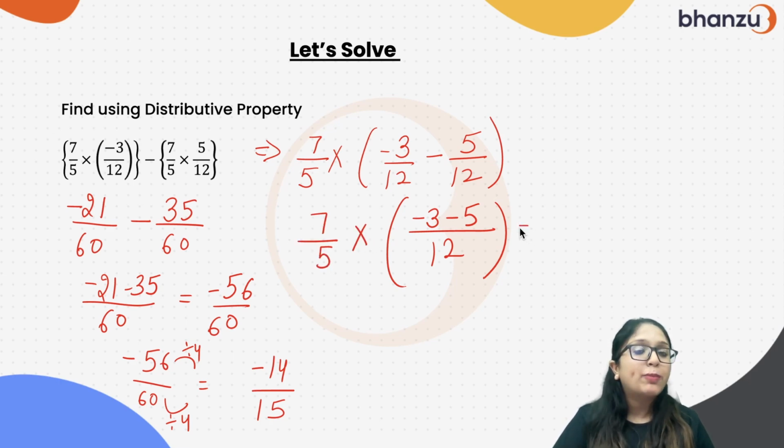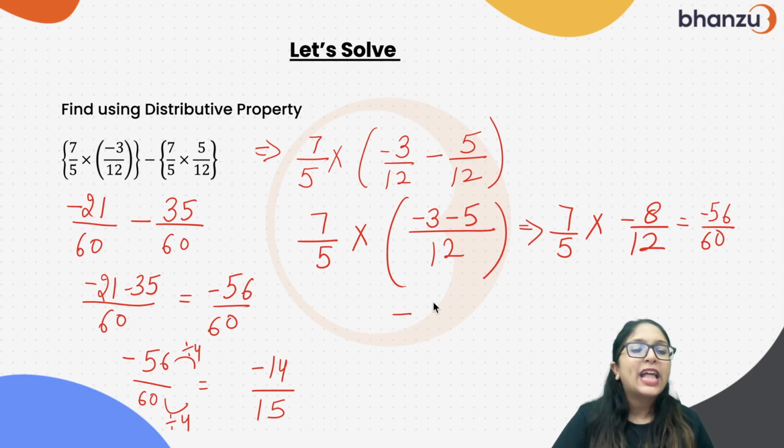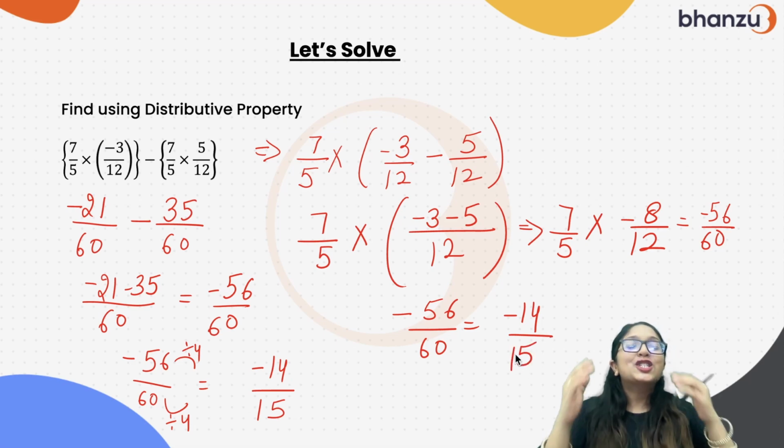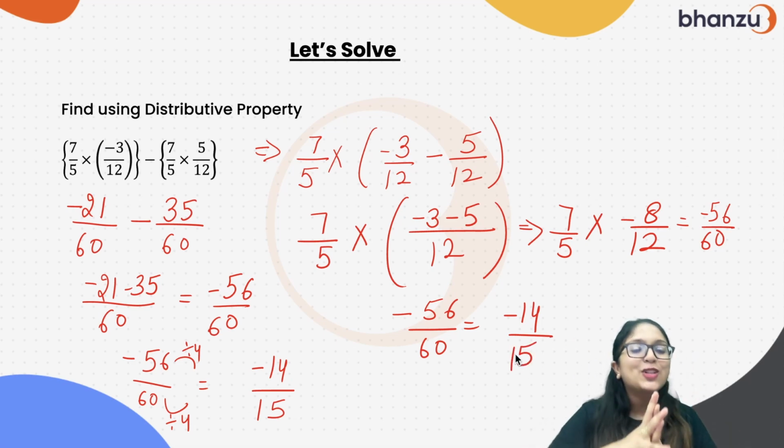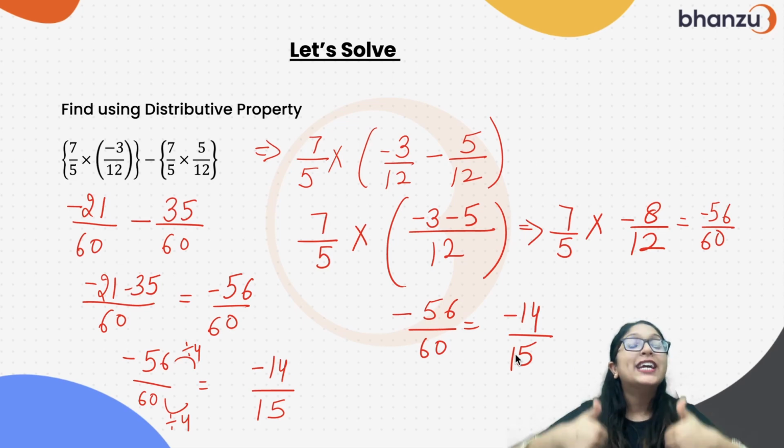So what is this going to be? 7 over 5 times minus 8 over 12. So again we are getting what? We are getting minus 56 over 60. So now we know that minus 56 over 60 is equal to minus 14 over 15. So we have solved the answer also and we have verified the distributive property over subtraction also. I hope you understood it.